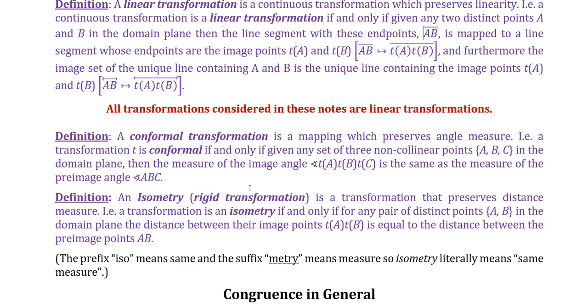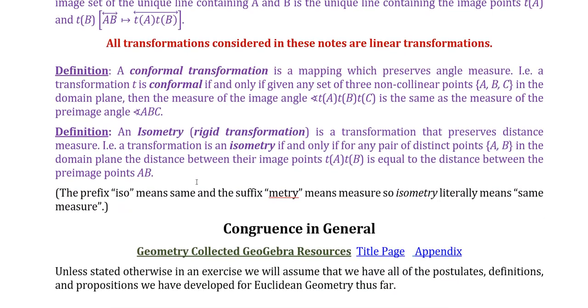Okay? That's conformal mapping. An isometry, also known as a rigid transformation, is a transformation that preserves distance measure. The word iso means same and metry means measure. Isometry literally means same measure. Here they're talking about the measure of length. So an isometry is a transformation that preserves distance measure. What does that mean? It means a transformation T is an isometry if and only if for any pair of distinct points A and B in the domain plane, the distance between their image points, T of A and T of B, is equal to the distance between the points A and B. So isometry preserves distance, and conformal mapping preserves angle measure.